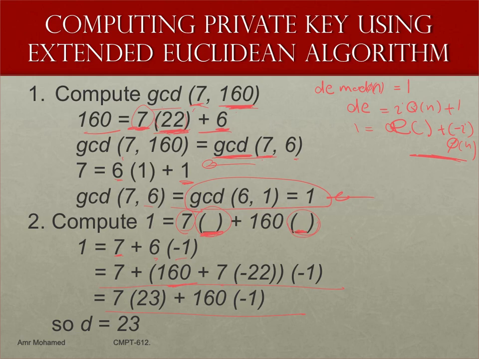So if we do this simplification, we end up with the 160 on one side and the 7 on the other side. Once we reach that, then we're done. What is this number? It happens to be 23. So we stop here and say this is the multiplicative inverse of 7. And that's in fact the private key.